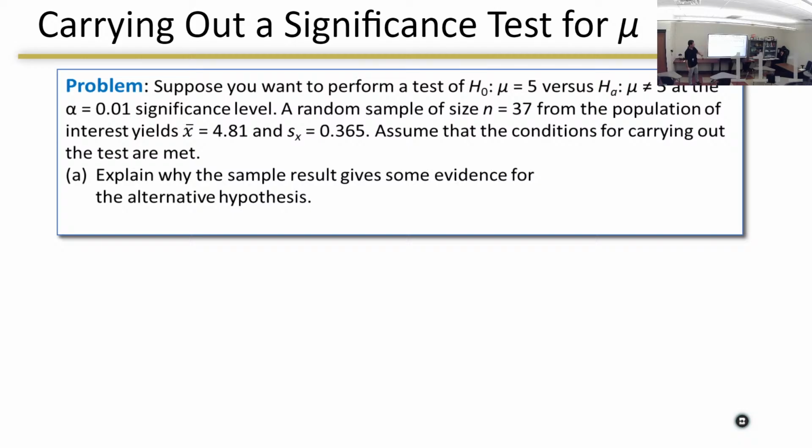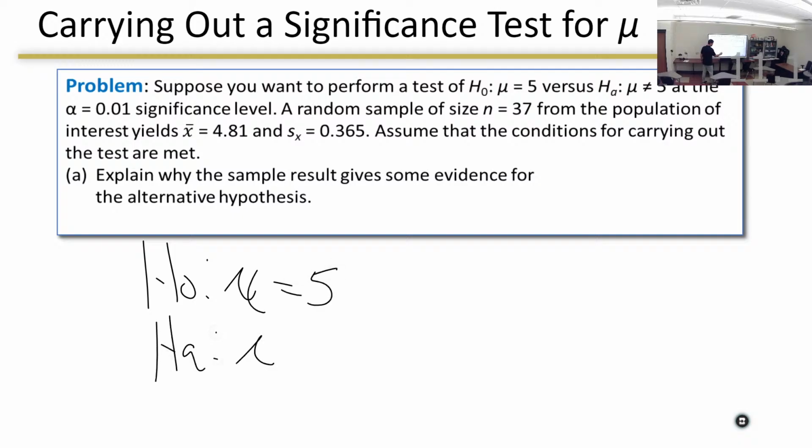Suppose I want to perform a test. Mu equals 5. Mu does not equal 5. At the 0.01 significance, a random sample of 37 from the population gives me an X bar of 4.81. Assume the conditions are met.